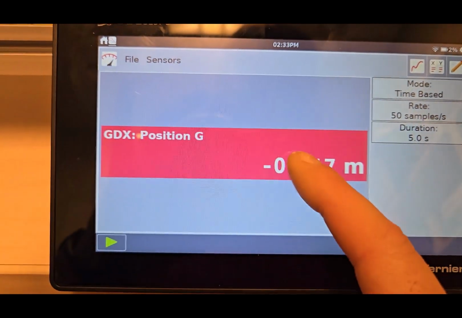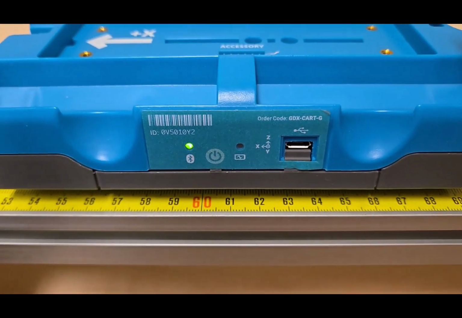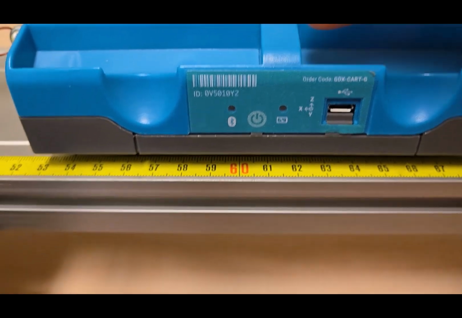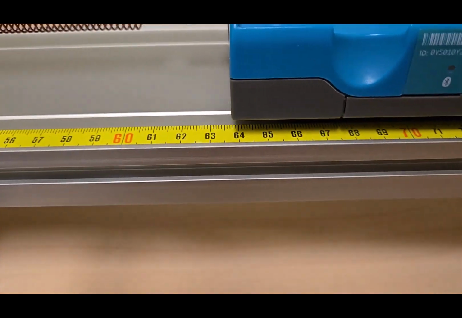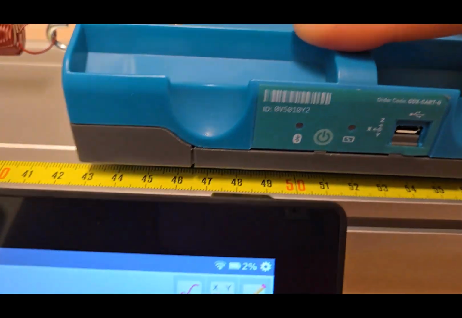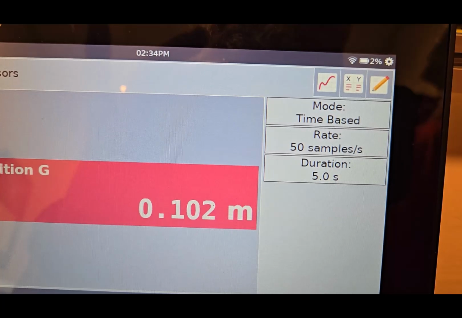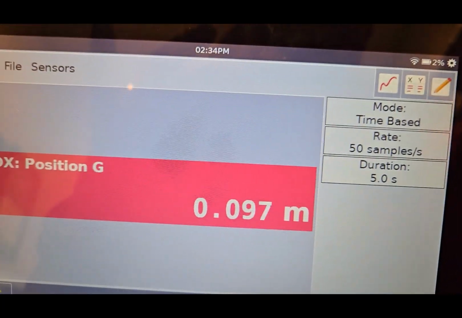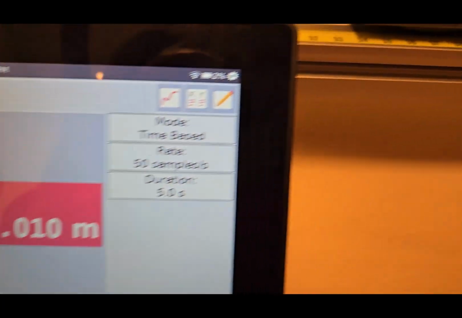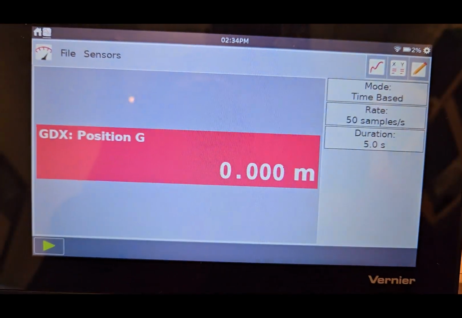And let's go ahead and zero out our cart. We can see here the center of this cart is probably around 61, 62 and a half. If I go to, for example, 22, we can see it's about 0.1 meter in the negative direction. If I go to 52, it's about 0.1 in the positive direction. And these are centimeters, so that should match.